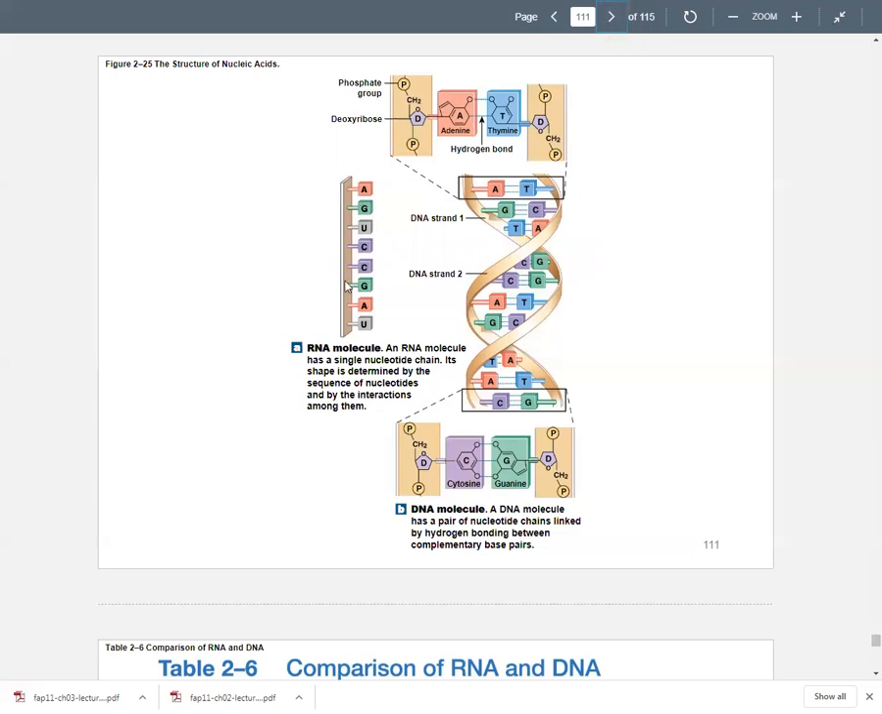All right, so here's your single-stranded RNA molecule. Has uracil in it. No thymine. Here's your DNA strand. Okay, you can see your nitrogenous bases on the inside of the strands, connected by hydrogen bonds. A binds with T, C binds with G.